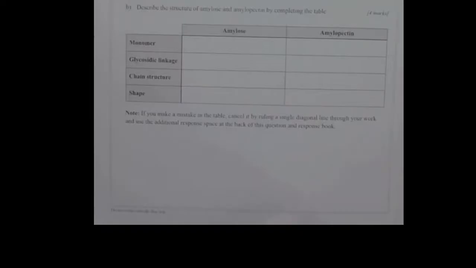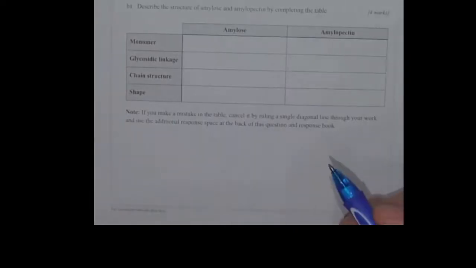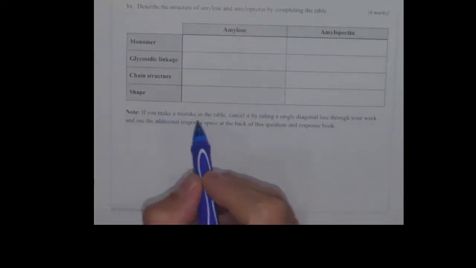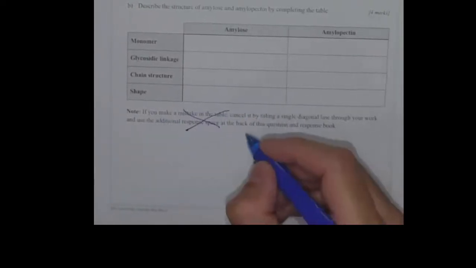Okay. Very last time. This is the old syllabus, and you have to have this memorized. If you make a mistake in the table, cancel out by ruling. Don't redraw the whole table, and they probably won't mark it anyway, so ignore that. Just draw a nice line through it.